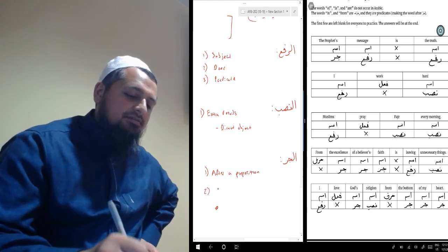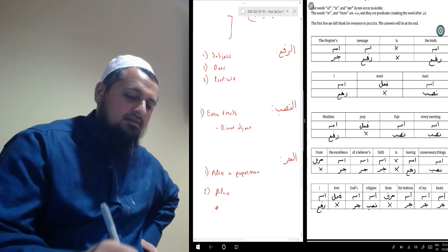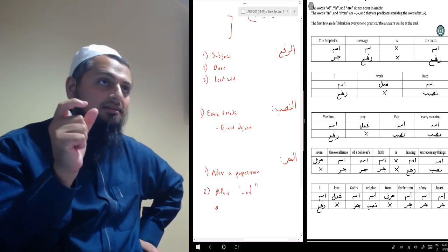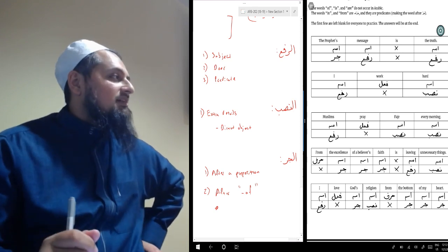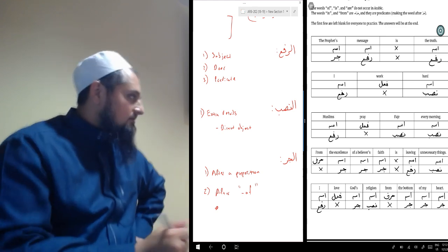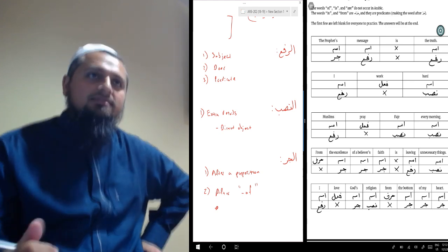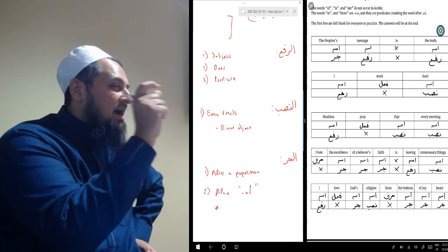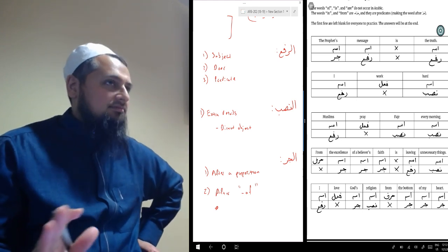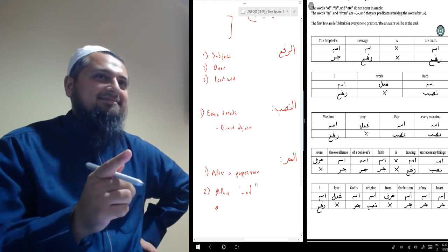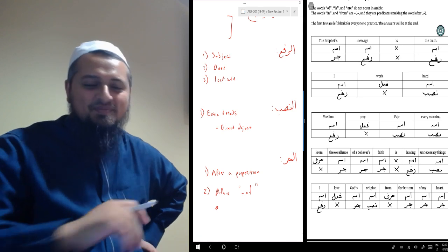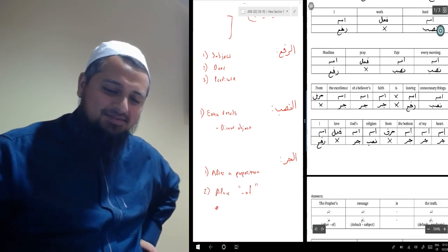And then he says after of, meaning a noun that comes after the word of. Like the pen of the student, the book of the teacher, the car of the man, the keys of the house. Anytime you have a word after of, it's going to be majroor. I have to remember the prepositions. Yeah, prepositions, we'll learn them inshallah.